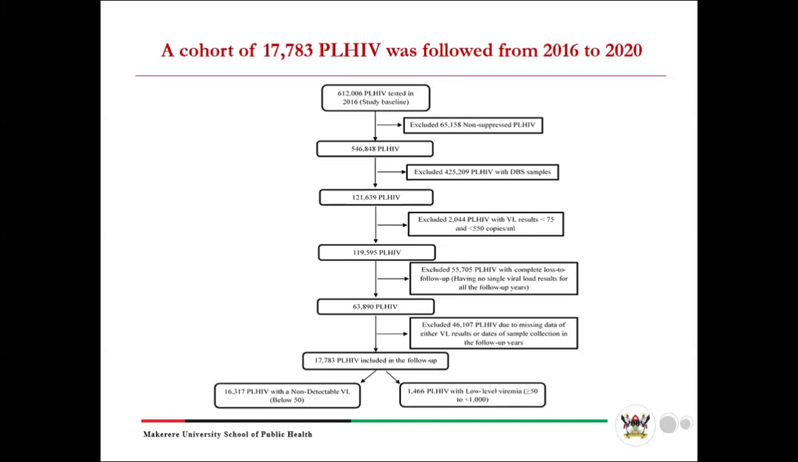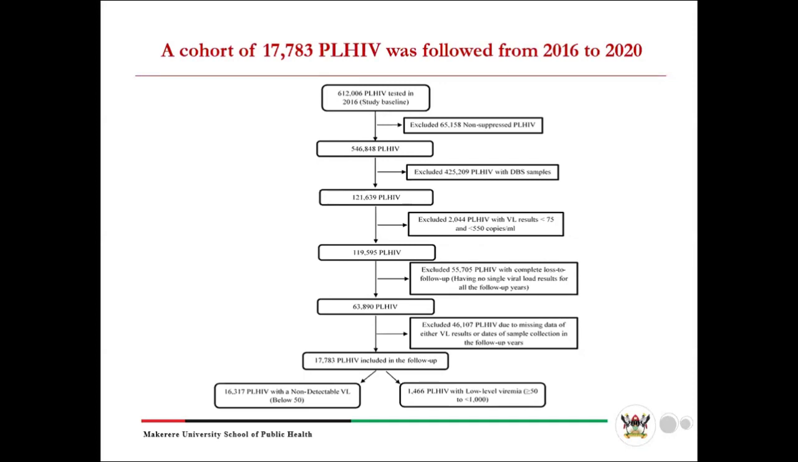And the reason why we excluded those who had DBS samples is because by then the platforms were, first and foremost, not giving absolute values, but they also had higher limits of detection. I think about 800, 300, and about 839 copies per mil. So that's why we excluded them.